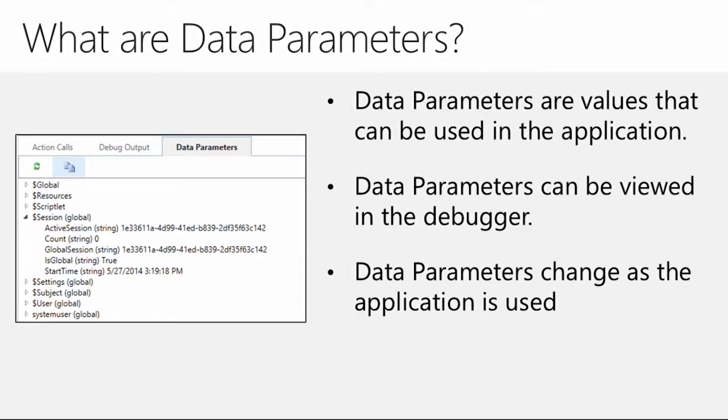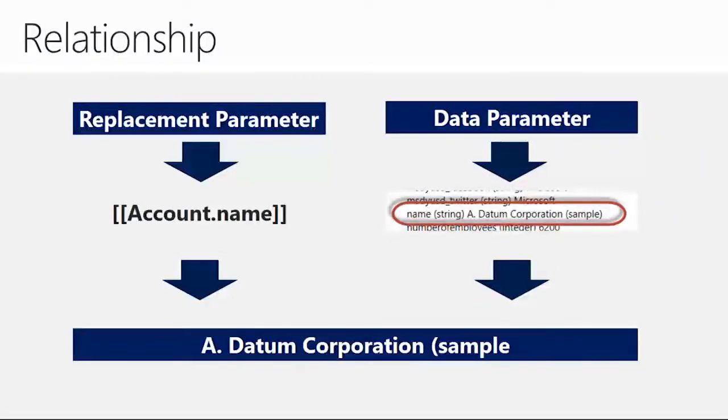Let me give you another example of this. Here's the all-encompassing situation. I have my replacement parameter, that is the name of the account coming from the account hosted control.